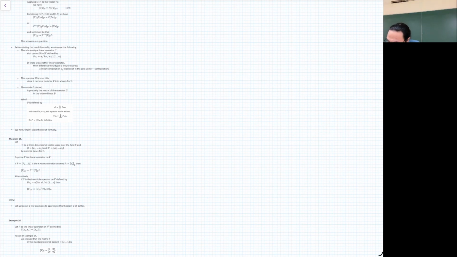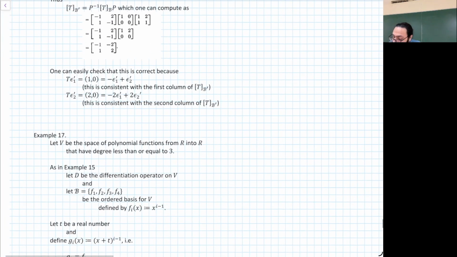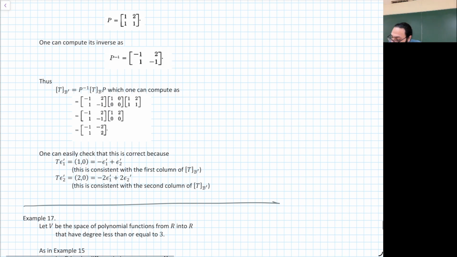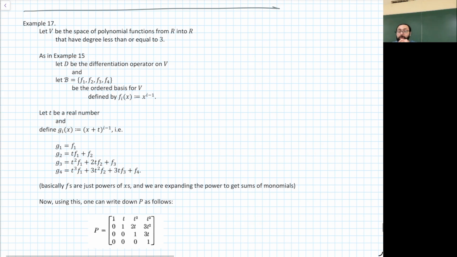Which theorem were we looking at? Yeah, we were looking at theorem 16. Okay, so this is done, right? Right. Okay, so now let's look at a more interesting example. So we look at example.